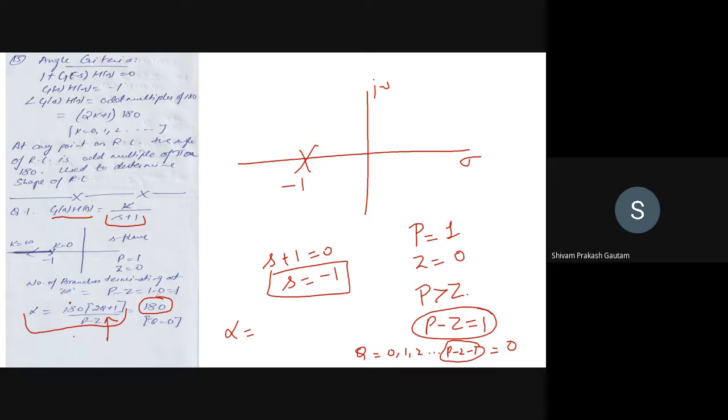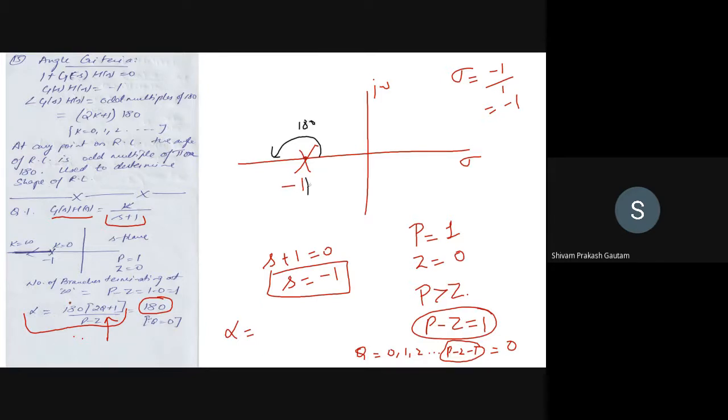You can calculate the centroid as well. So how you can calculate the centroid? I'm calculating here. Centroid is real part of poles, poles is minus 1, and upon real part of zeros, so there are no zeros, upon p minus z, that is 1. So centroid will be again minus 1. So what you can do? You can put your pen here, a point here, and then you can draw 180 degree line here. So this is 180 degree line, right?